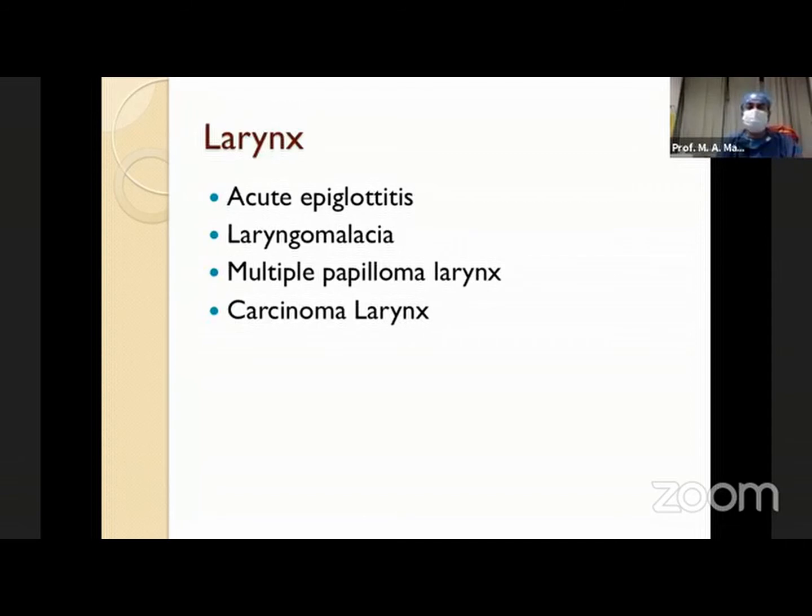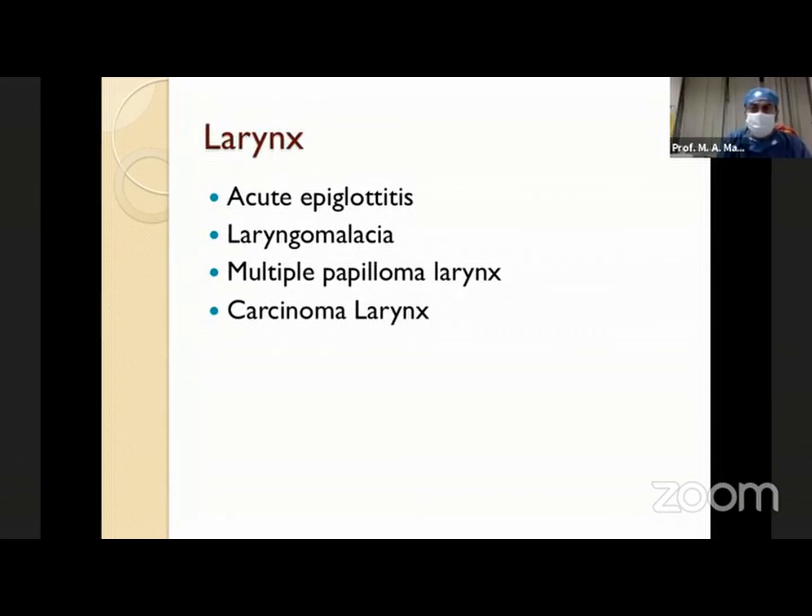If it's late stage, then we go for surgery, plus or minus chemoradiation. And after surgery, sometimes we go for postoperative radiotherapy, after total laryngectomy. So this is the treatment protocol of carcinoma larynx. We ask this question in a clinical scenario like this. Even in the written paper, I usually ask this question.